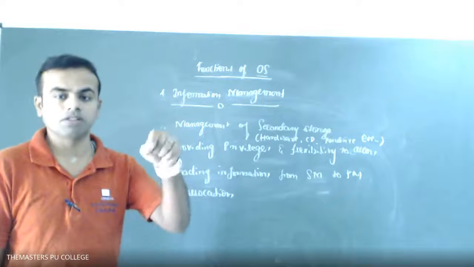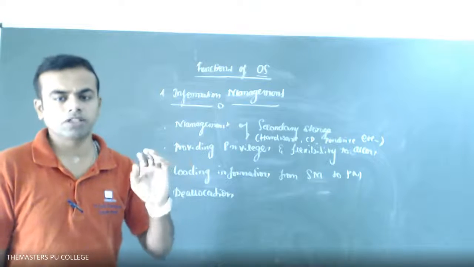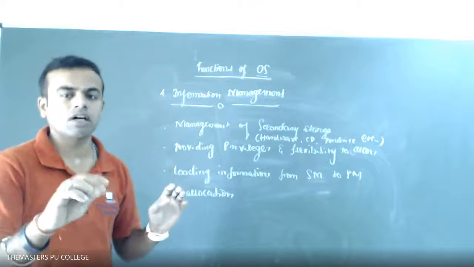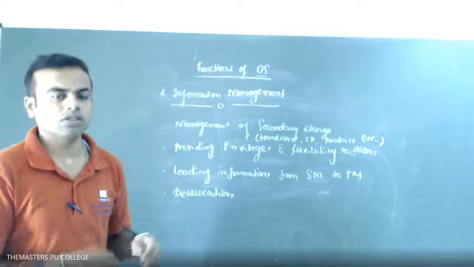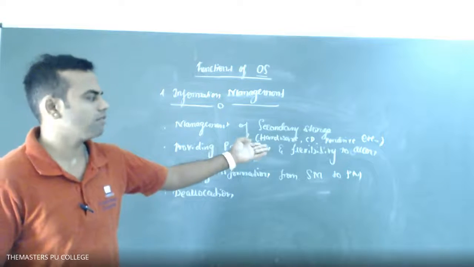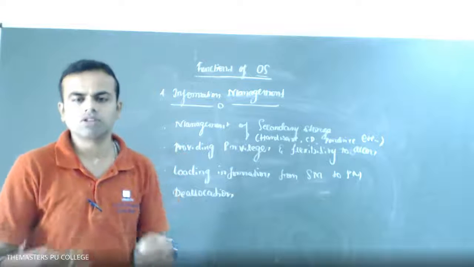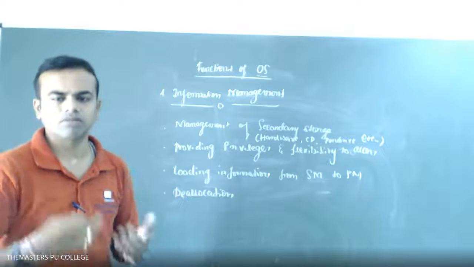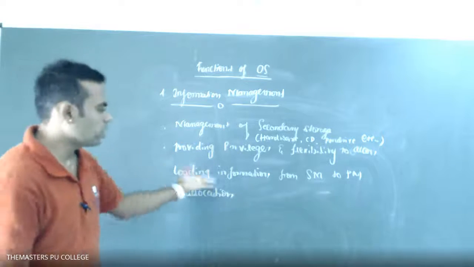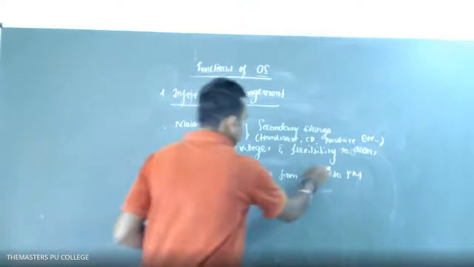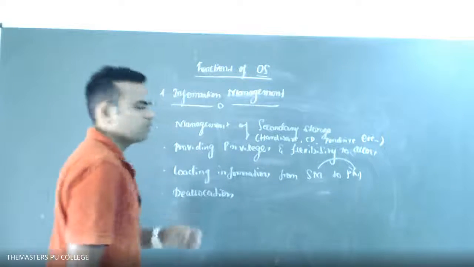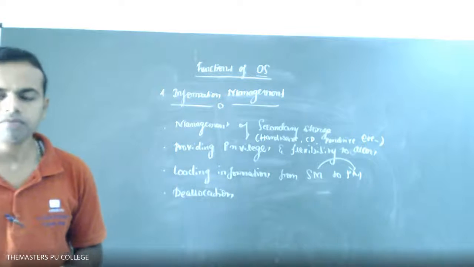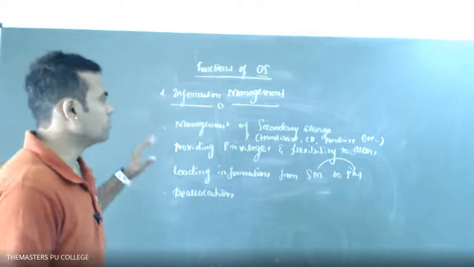And then the information which is getting connected with the storage device, the information stored in the storage devices can be used. Flexible to access, flexible to use; accessing is nothing but using. Next, loading the information from the secondary memory to the primary memory, and then finally it is deallocation. This is all about information management.